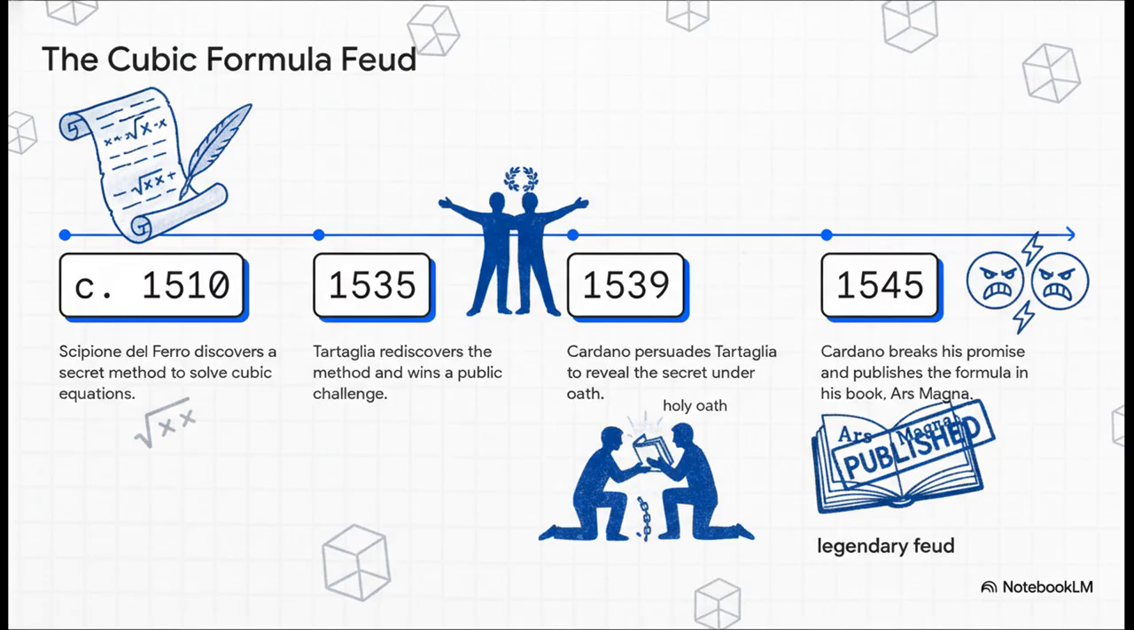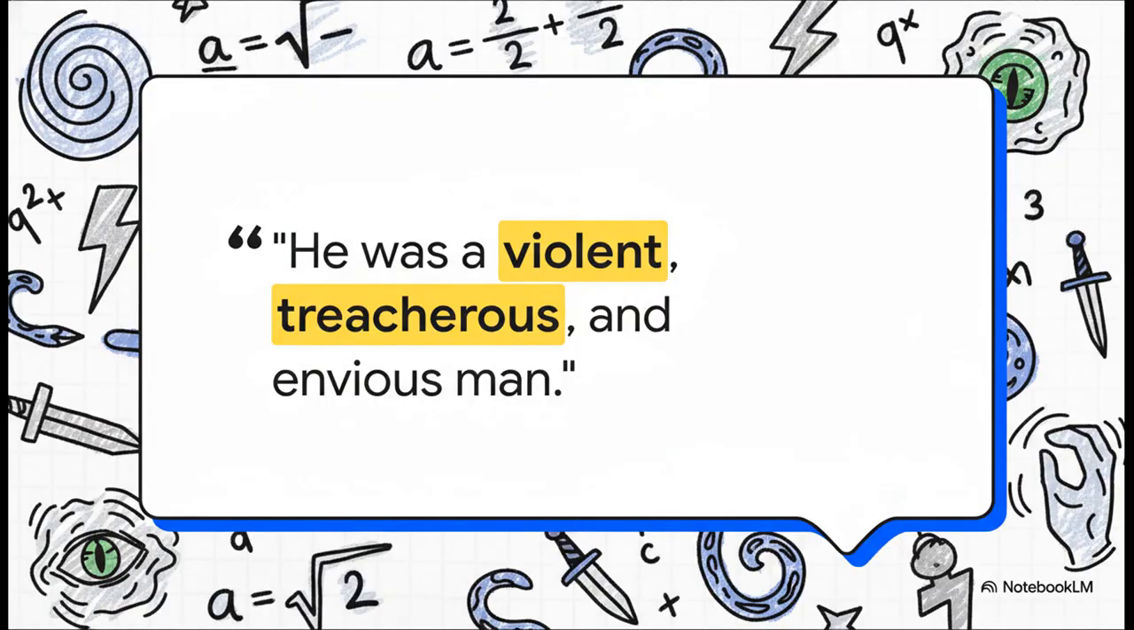He even swears a holy oath he'll never tell anyone. Tartaglia finally gives in, and what does Cardano do? He publishes it in his own book, kicking off one of the most famous feuds in math history. And by all accounts, Cardano was, well, he was a real character. People who knew him said he was brilliant, for sure, but also treacherous and just consumed by jealousy.